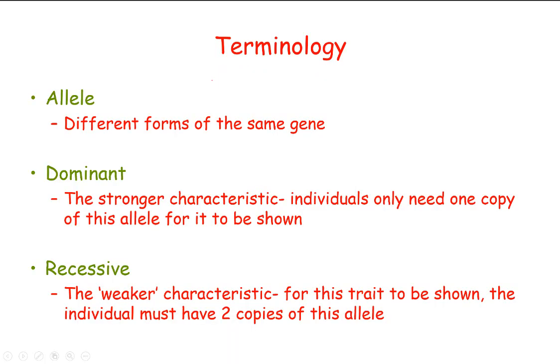And some keywords we talked about were alleles, dominant and recessive. So we said alleles were different forms of the same gene. So for example, we could have different alleles for eye colour. Dominant was the stronger characteristic, so individuals only need one copy of this allele for it to be shown. So the example was if we had somebody who was big B, little b for eye colour, the big B was brown, so they would have brown eyes. Recessive was the weaker characteristic, and for that trait to be shown, the individual must have two copies of that allele. So if we want somebody with blue eyes, they had to have two little b's.